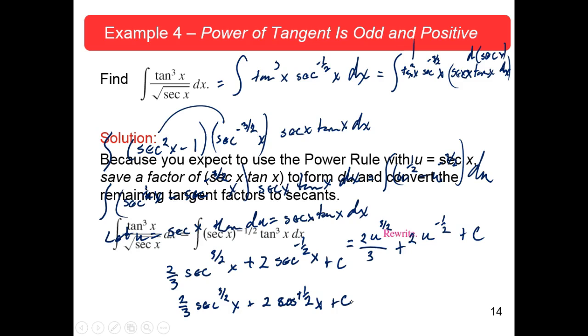Let's just see. I believe they leave it the way I had it. Okay, 2/3 secant to the 3/2 plus 2 secant to the minus 1/2 plus c. Whereas you could have written that as cosine to the positive 1/2, but they chose not to.